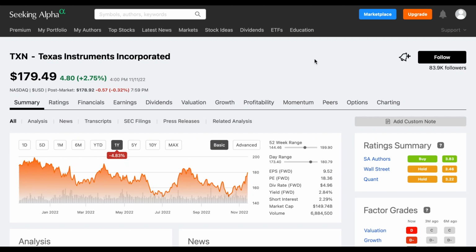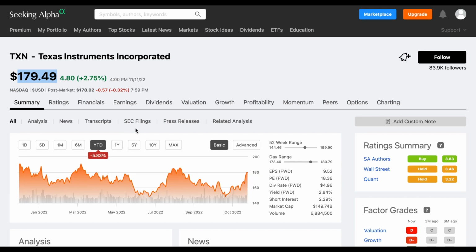One of the stocks that I own in my personal dividend portfolio is Texas Instruments, stock ticker TXN, currently trading at $179.49 per share. We can see over the past year, this stock is down about 4.83%, and year to date, this is a company that is down 5.83%.